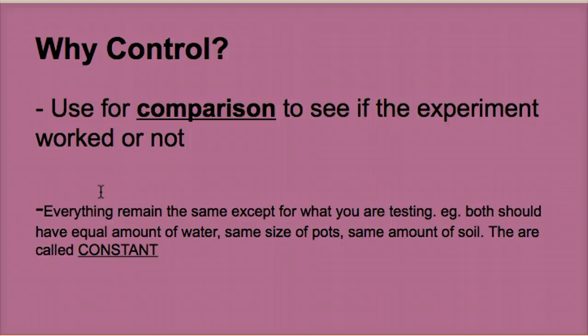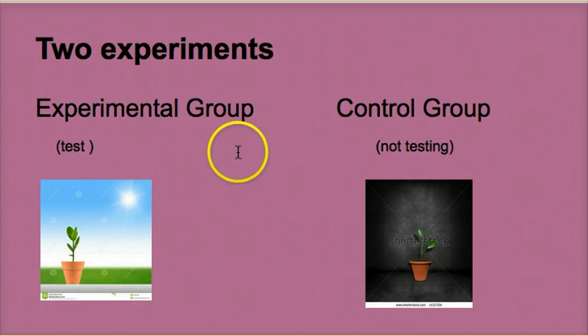In the example we were using before, you should have both of them watered with the same amount of water. You should have the same size of pots and the same amount of soil. These are called the constants. The only thing that is going to be different from your experimental group and your control group is the amount of sunlight which you are testing.